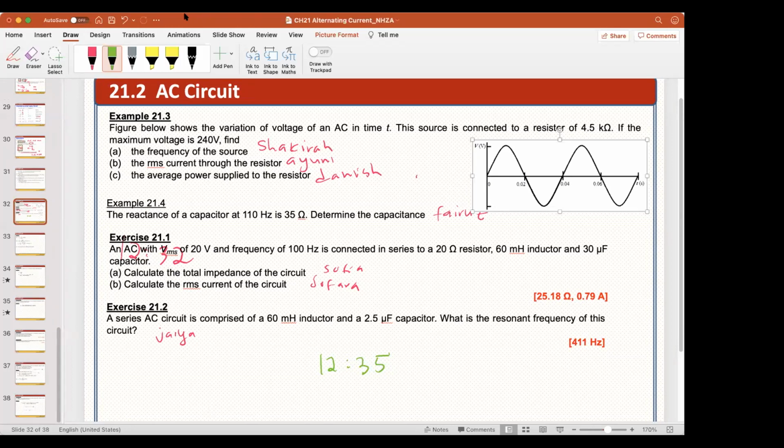Doktor, ada ke? Kenapa? Doktor, soalan satu tu, yang soalan first tu A, yang frekuensi tu, dia guna formula V sama dengan V naught sin omega T. Dia tanya pasal frekuensi. So frekuensi ni related to period.